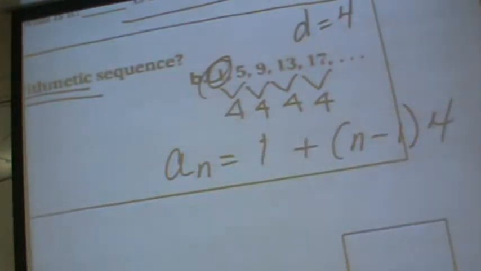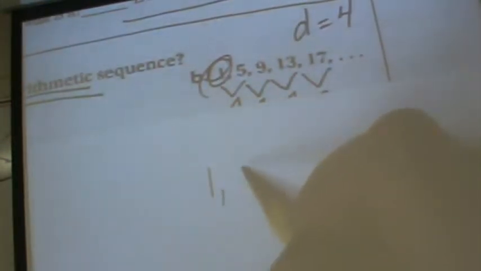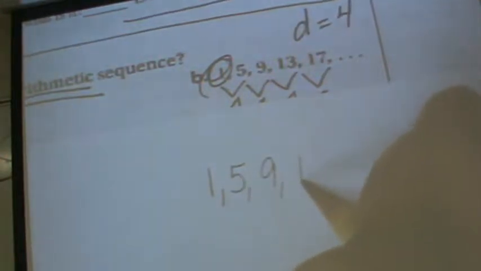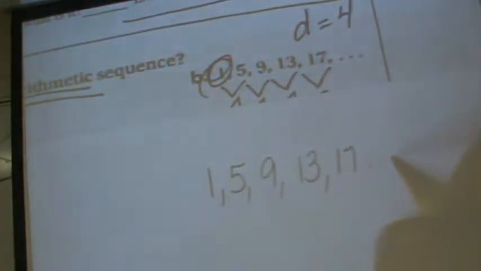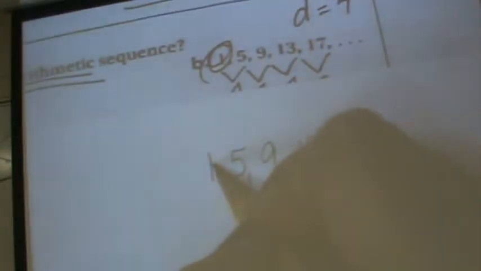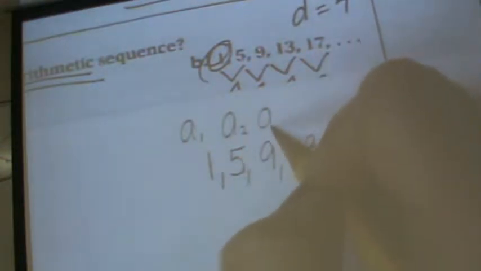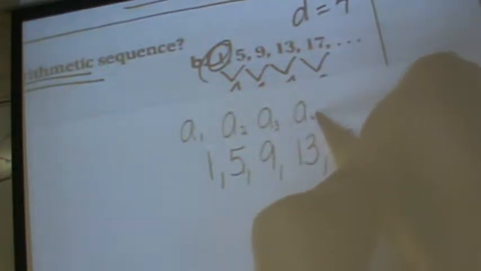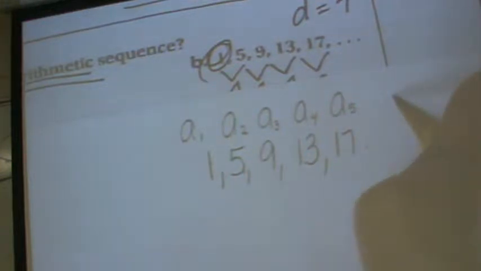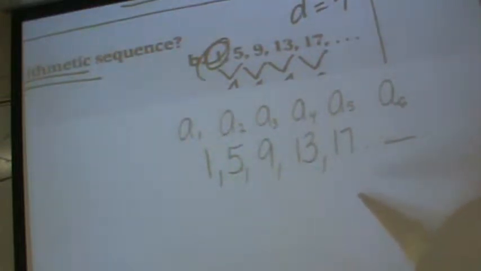So let's talk about this really quick. So we've got this pattern going on. We have 1, 5, 9, 13, 17, etc. This is the first term, so we call it a sub 1. This is your second term. This is your third term, and your fourth term, and your fifth term, and your sixth term.